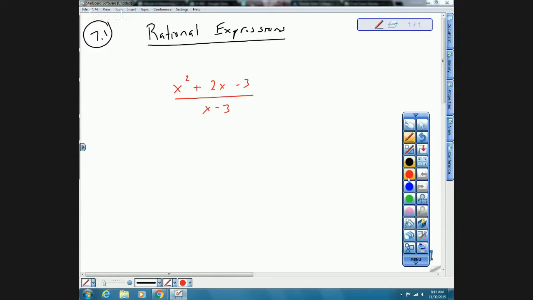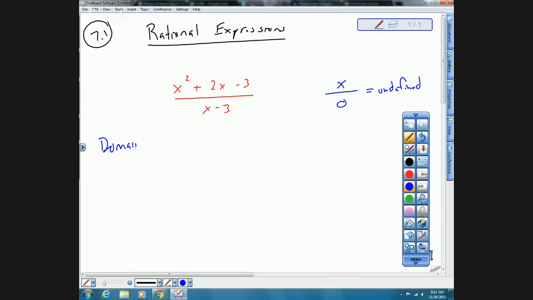The very first thing though, on any fraction, is what number can I not have in the bottom? 0. Any number divided by 0 is undefined. It does not work. You cannot divide by 0. So the first thing we're going to talk about is domain.